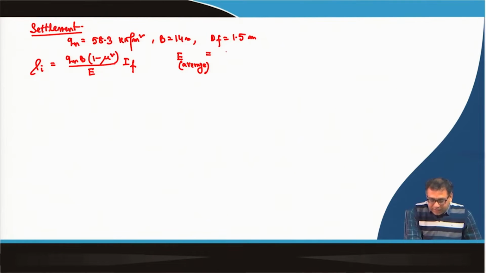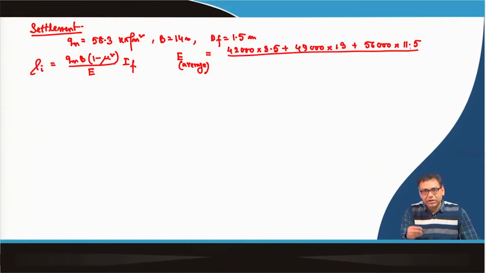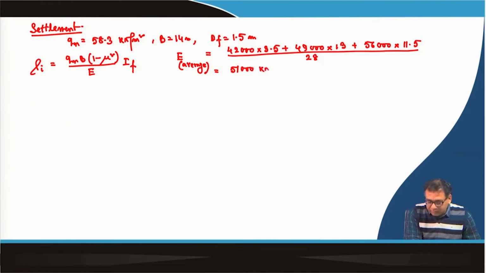So, here the average E value will be 4200 into 3.5, this is for the first layer, then 4900 into 13 for the second layer, then 56000 into 11.5 for the third layer, because now for settlement the influence zone is 28 meter from the base of the foundation. So, then divided by 28. So, this is 51,000 kilonewton per meter square.